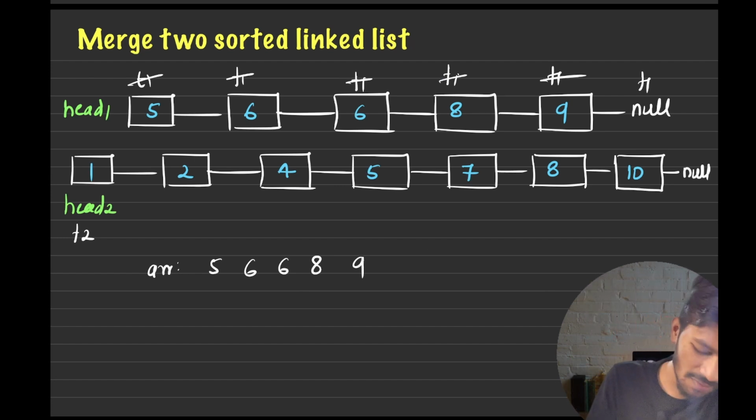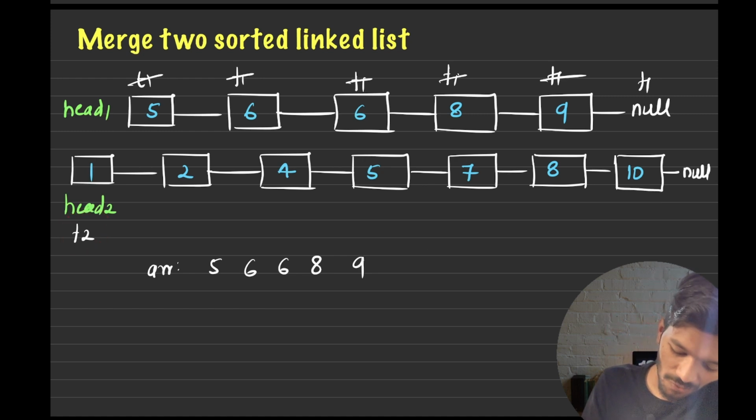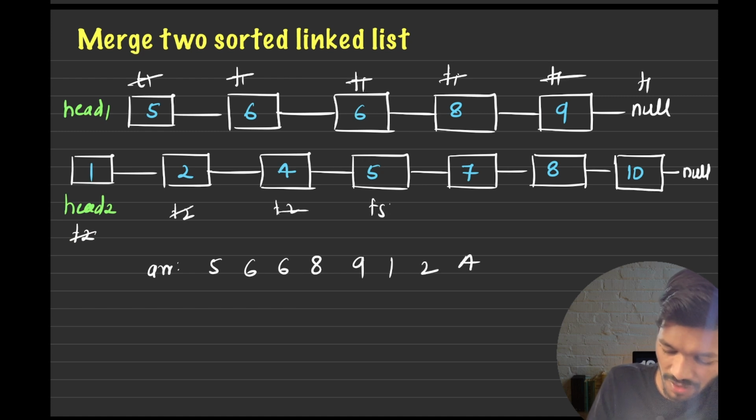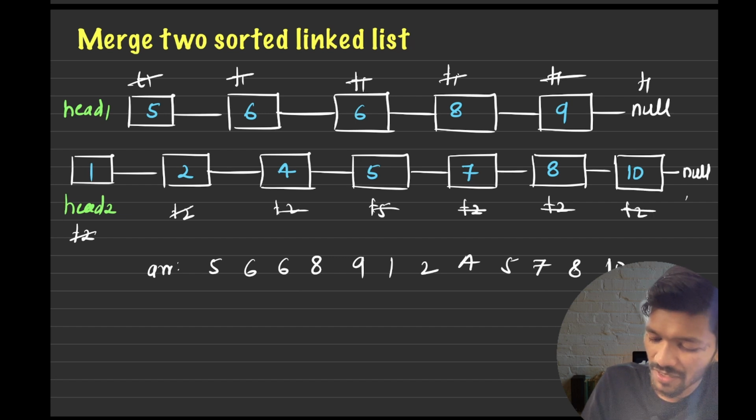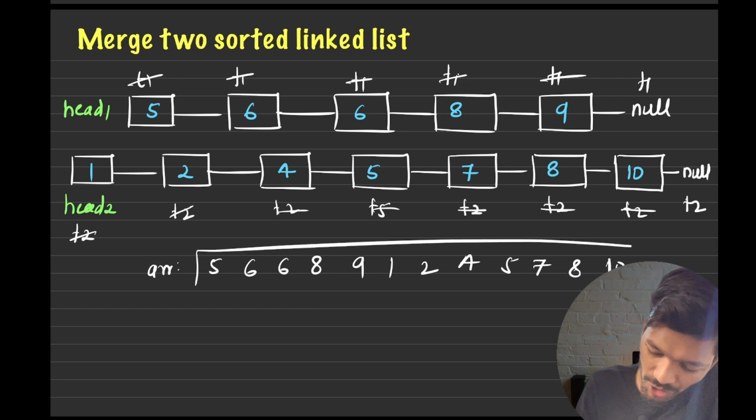Do the same thing for linked list 2. Again I will take 1, move to the next node, take 2, move to the next node, take 4, take 5, take 7, take 8, take 10, and again you finally end up at null, which means you have completely traversed the second list as well. So these are the elements which you got in the array.